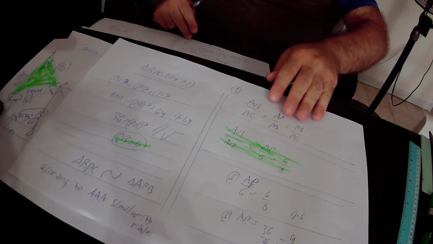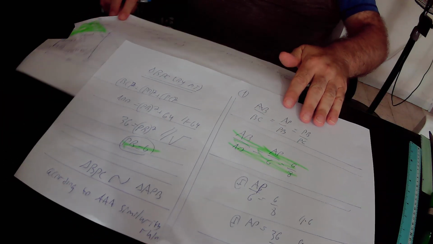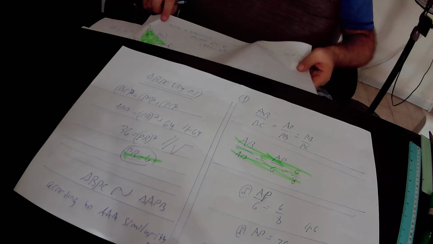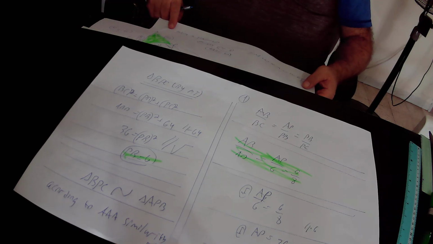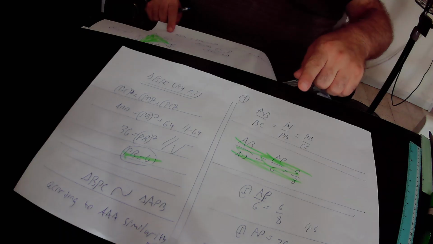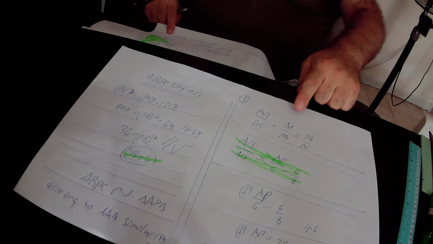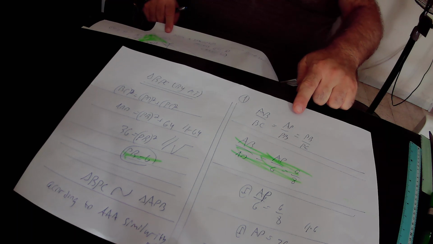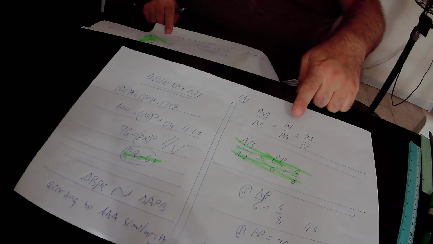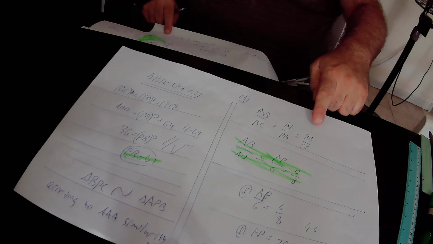We will derive that side AB of the right triangle APB over side BC of the right triangle PBC equals side AP of the right triangle APB over side PB of the right triangle PBC, and it also equals side PB of the right triangle APB over side PC of the right triangle BPC.